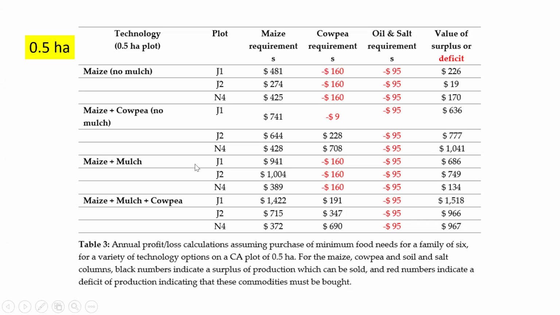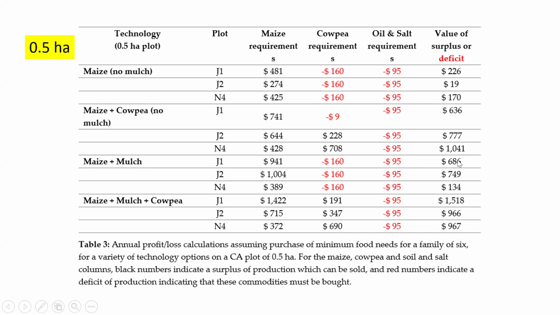Well, if we look here at maize with mulching, we've got 134, 700, $600. If we look at intercropping, we've got 600, 700, almost 800, and 1,000. So the conclusion here would be that on this size of a plot, intercropping, which is also easier to do, would probably be our first choice.